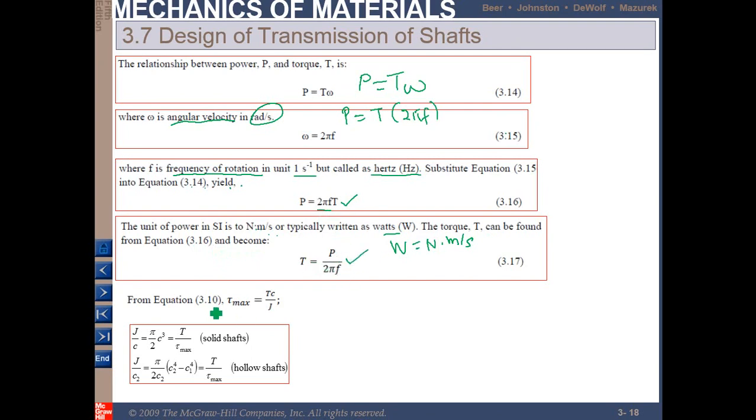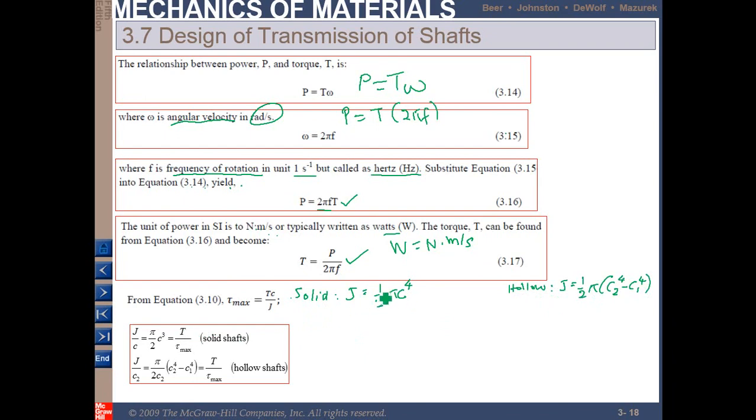Okay, from equation 3.10, shear maximum is equal to torque times maximum radius over J, Tc over J. And you also know that for a solid shaft, J is equal to 1 over 2 pi C to the power of 4. And for a hollow shaft, J is equal to 1 over 2 pi, C2 to the power of 4 minus C1 to the power of 4.